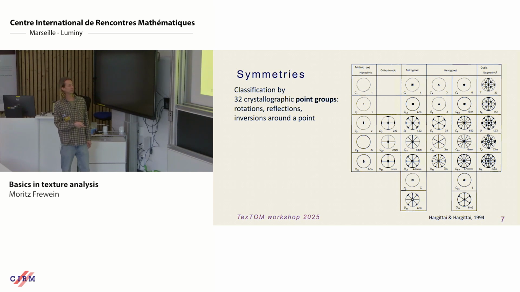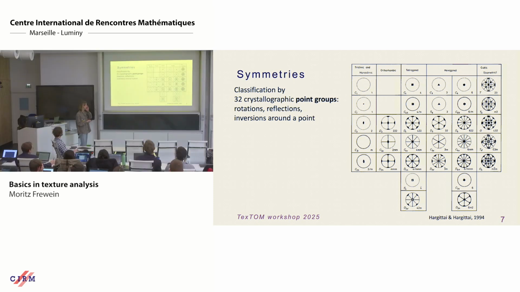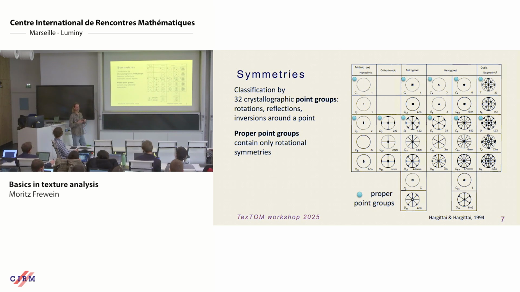What is important in the following for describing orientations, we don't need to take care about reflections and inversions. So where you have an M here for mirror plane, for example, our techniques will not be sensitive to this. So what is important, we have proper point groups, and there are 11 of them, and these will, as we will see in a moment, affect our orientation space, actually.